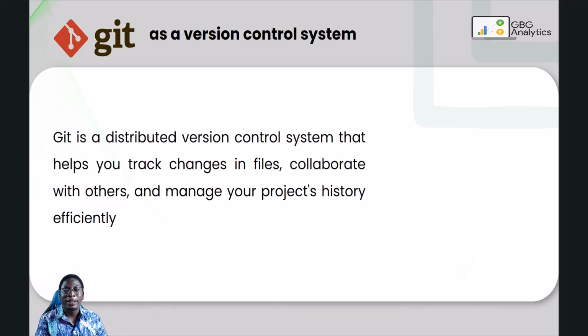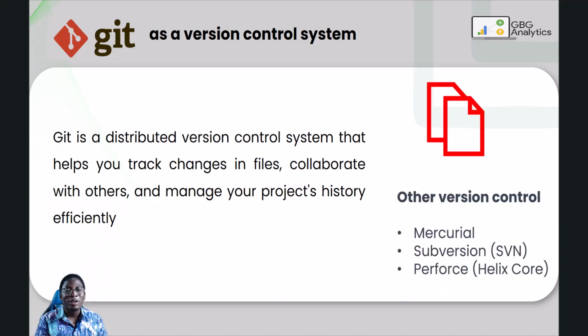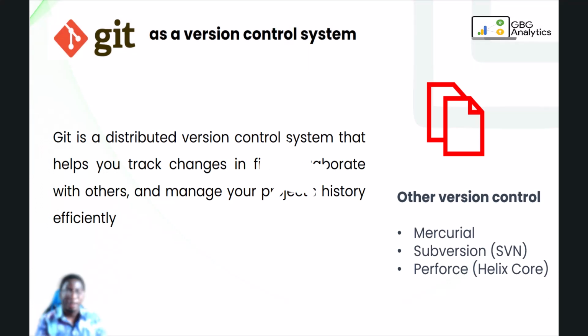Git is a distributed version control system that was created by Linus Torvalds in 2005. It is one of the most widely used and well-known version control systems in the software development industry. Git is known for its speed, flexibility, and ability to handle projects of all sizes, from small personal projects to large-scale enterprise applications. We also have other version control systems that include Mercurial, Subversion, and Perforce. And Git is by far the best.